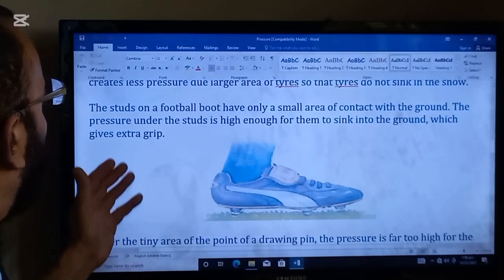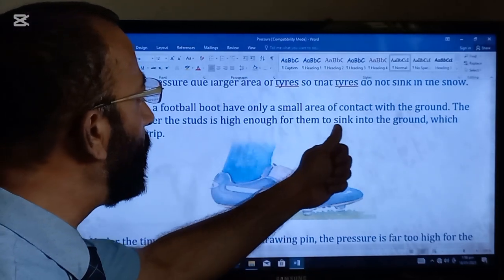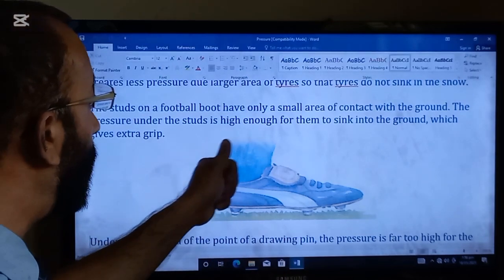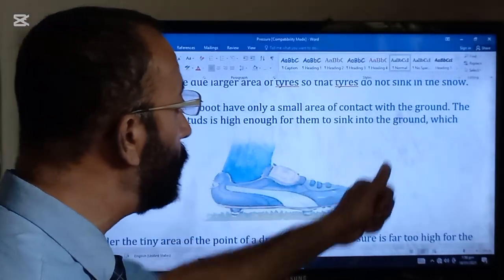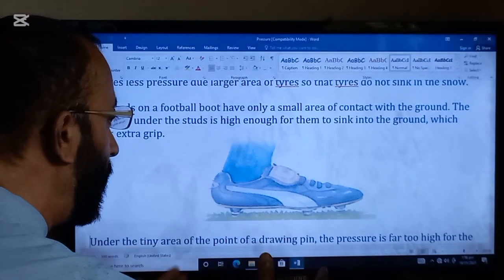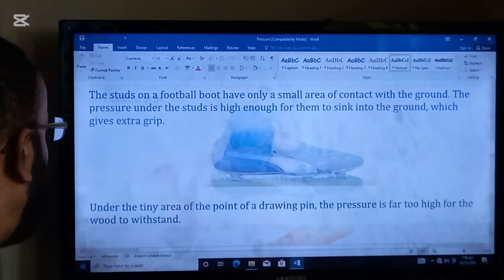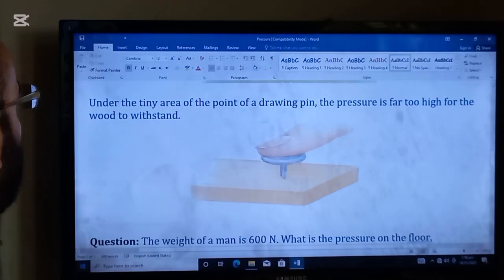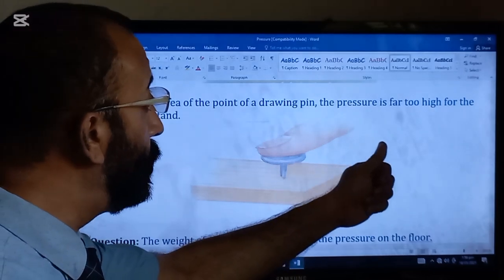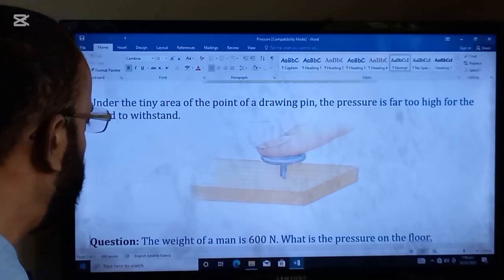The studs on a football boot. Here are the studs. Only a small area of the contact with the ground. The pressure under the studs is high enough for them to sink into the ground, which gives extra grip. So this is the reason normally football players wear shoes with studs, which give them extra grip on the ground. Likewise, under the tiny area of a point of a drawing pin, the pressure is far too high for the wood to withstand because of the very small area in contact with the wood.